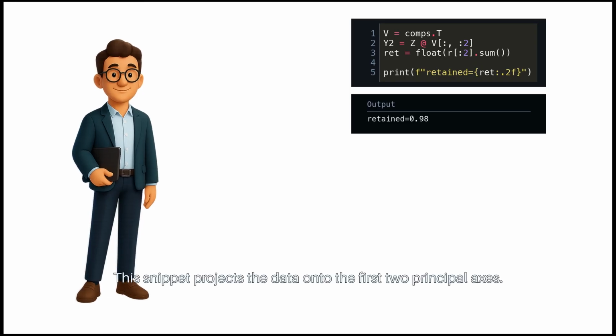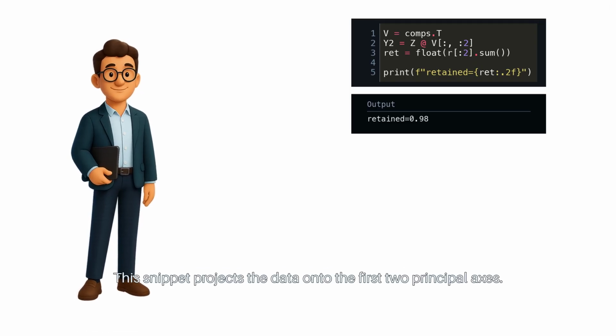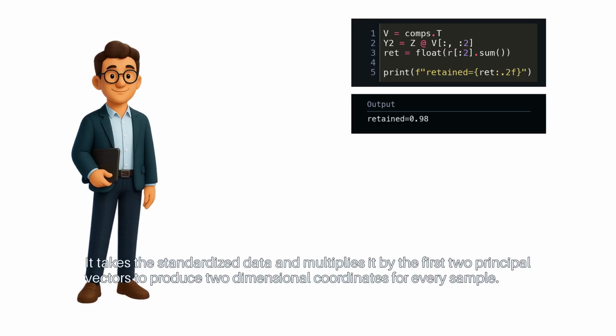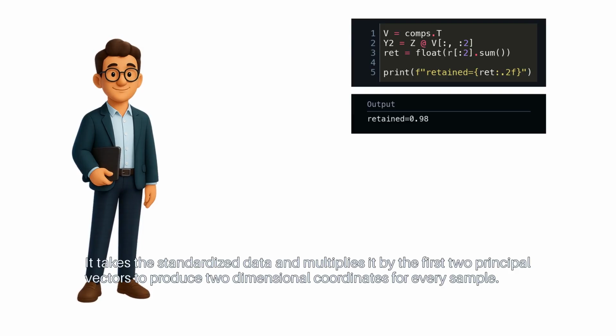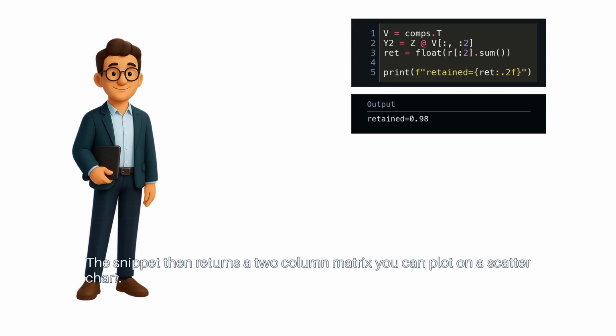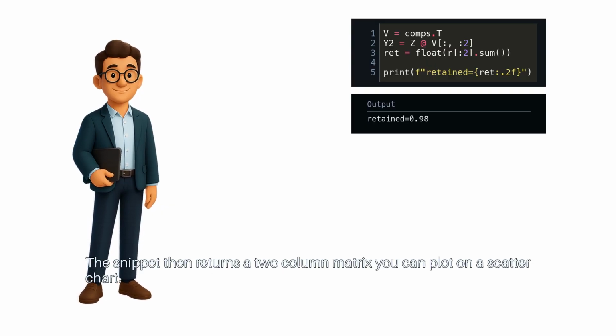This snippet projects the data onto the first 2 principal axes. It takes the standardized data and multiplies it by the first 2 principal vectors to produce 2-dimensional coordinates for every sample. The snippet then returns a 2-column matrix you can plot on a scatter chart.